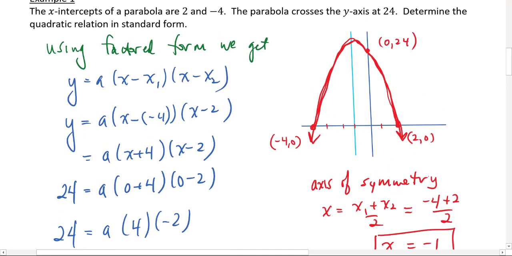Again, to quickly go over that, to highlight some of the key points. Using factored form, we get the following equation. Remember, the first step is sub in zeros. That's what gets us from here to here. And then once we sub in the zeros, we sub in a point.